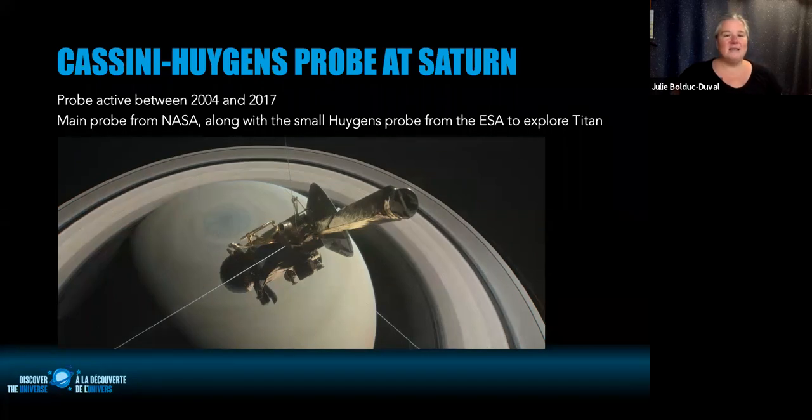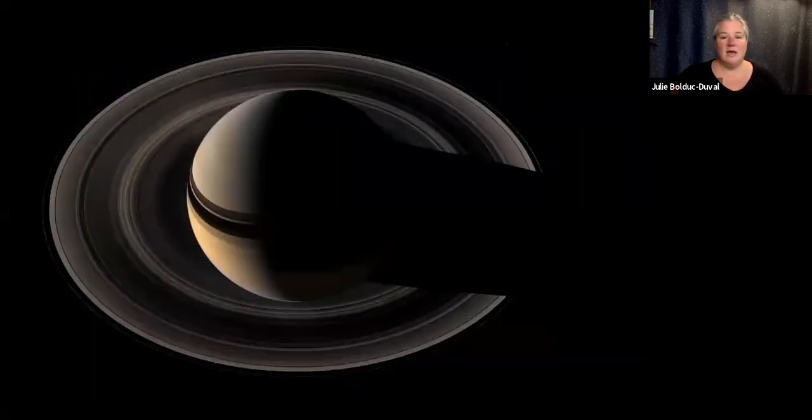I wanted to highlight the Cassini-Huygens probe that went to Saturn because it took some amazing pictures. The probe was active between 2004 and 2017. Cassini, the main probe, was from NASA, but it had the small Huygens probe from the European Space Agency, which landed on Titan. And look at some of the pictures that it took. It's just so beautiful. And again, these are views we can't get from Earth.